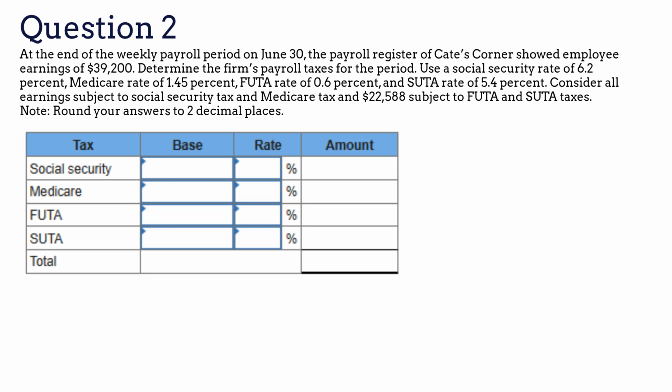For question 2, your task is to enter the earnings that are subject to Social Security tax, Medicare tax, federal unemployment tax, and state unemployment tax, as well as identify the rate percentage for each of these taxes and calculate the amount due for Kate's Corner Company. Be sure to identify that Social Security and Medicare tax have a different base than federal and state unemployment tax.